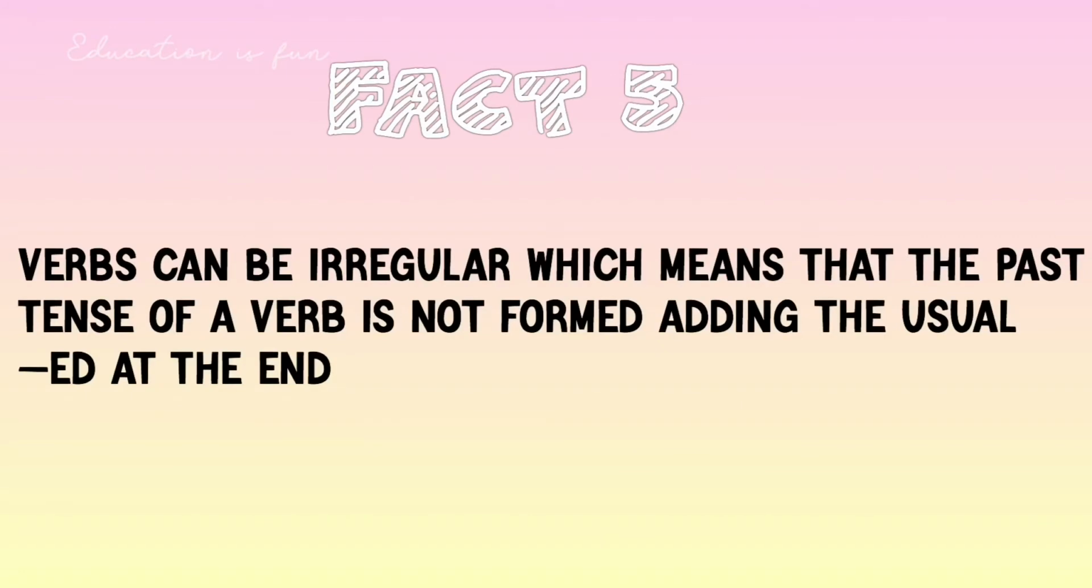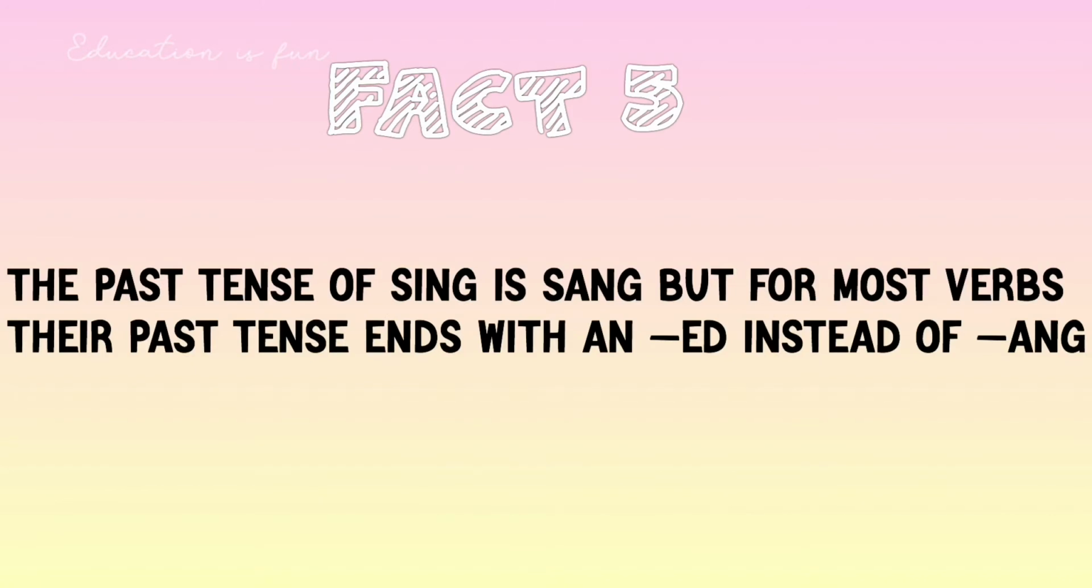Last but not least, verbs can be irregular, which means the past tense of a verb, let's say sing, is not formed by adding the usual ed at the end. For example, the past tense of sing is sang. But for most verbs, their past tense ends with an ed instead of an ang.